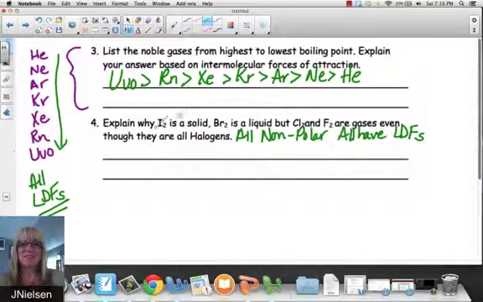So I2 has more electrons than Br2. Therefore, it's going to have stronger LDFs, which will allow it to stay in the solid state. While Br2 has fewer electrons, but more electrons than Cl2 and F2. That's allowing it to stay in the liquid state. And then Cl2 and F2 have the least electrons, they have the weaker LDFs, and therefore they're going to be gases.